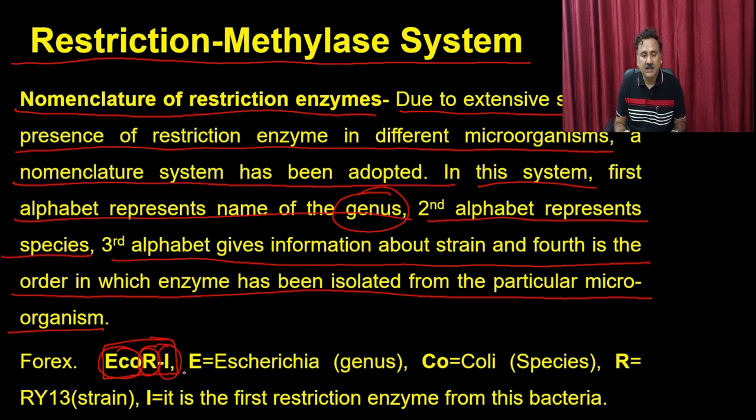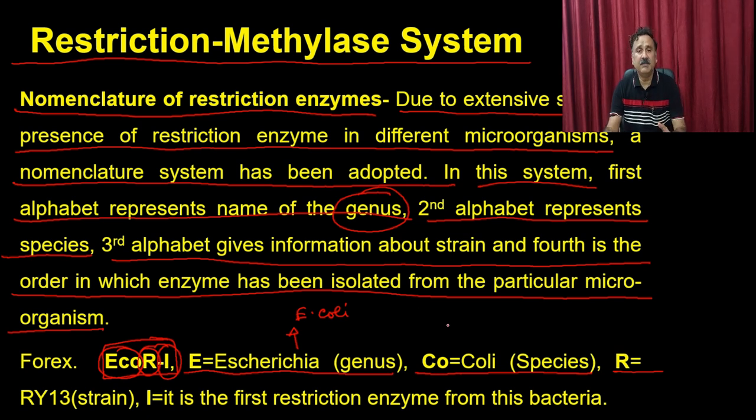So, E represents the genus, which is Escherichia. Then co is coli, which is the species. So, it is an enzyme isolated from the bacteria called Escherichia coli. Then the third, R, represents the strain, the RV13 strain, and the 1 means it is the first restriction enzyme from this bacteria. This means EcoR1 is the first restriction enzyme isolated from the RV13 strain of E. coli. And that is the system adopted for other restriction enzymes like BamH1, EcoR1, HindIII and so on.